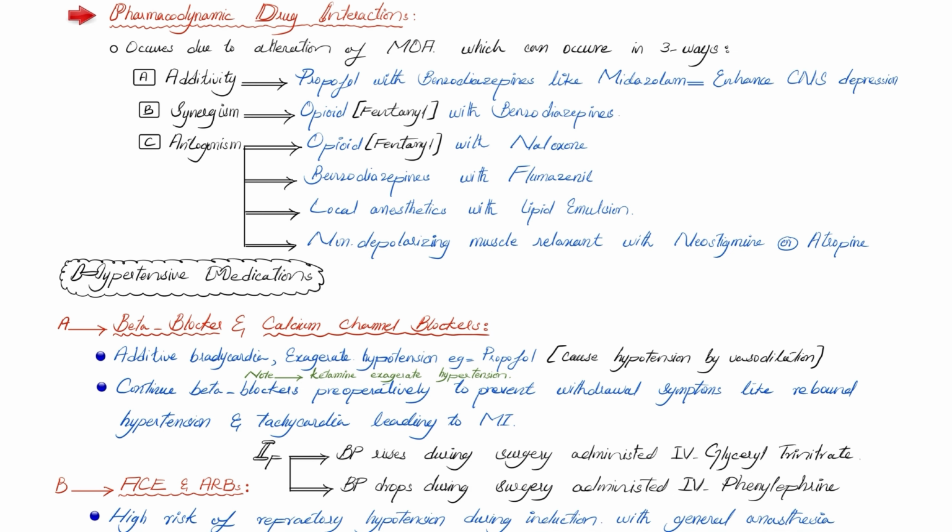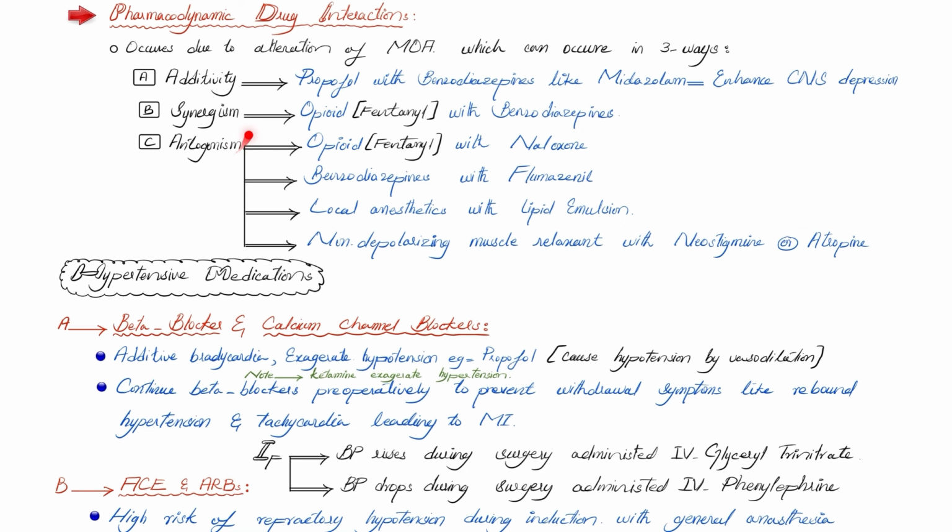It occurs due to alteration of the mechanism of action of the drug, which can occur in three ways. Number one, additivity means the total effect which is produced is equal to the sum of individual effects of the combined drugs. For example, when propofol is combined with a benzodiazepine like midazolam, it enhances the CNS depression. Synergism means when the total effect produced is more than the sum of the effects of the drugs which are being combined. For example, an opioid like fentanyl, when combined with a benzodiazepine, has a synergistic effect.